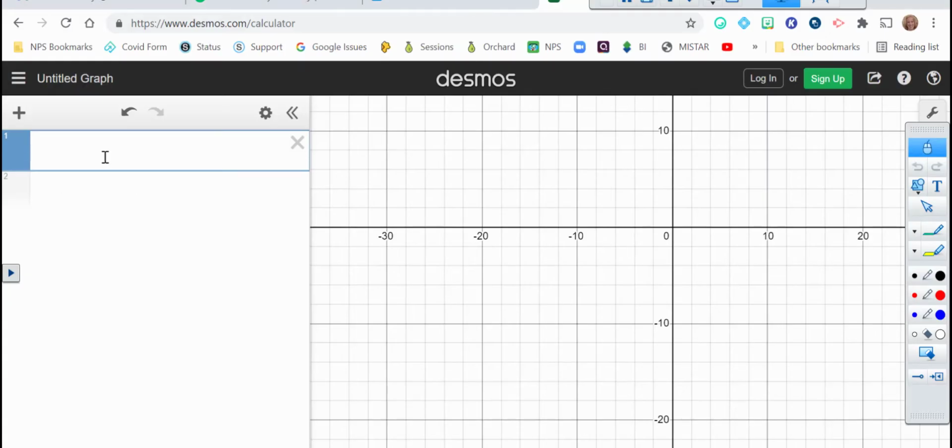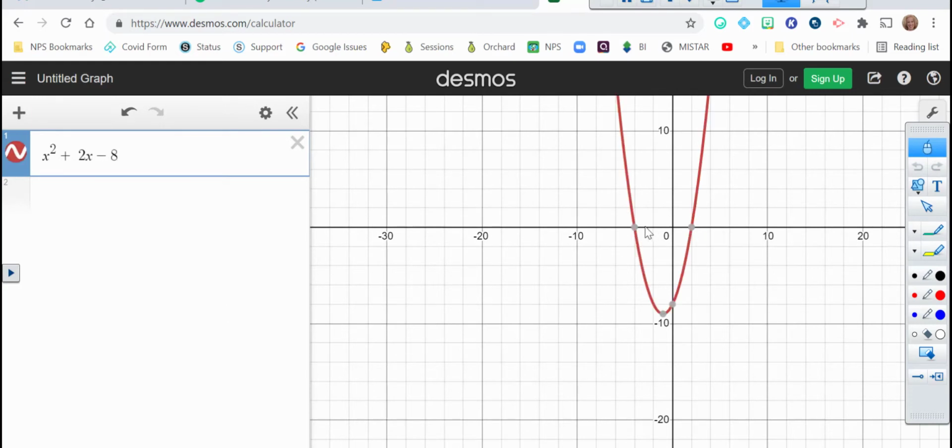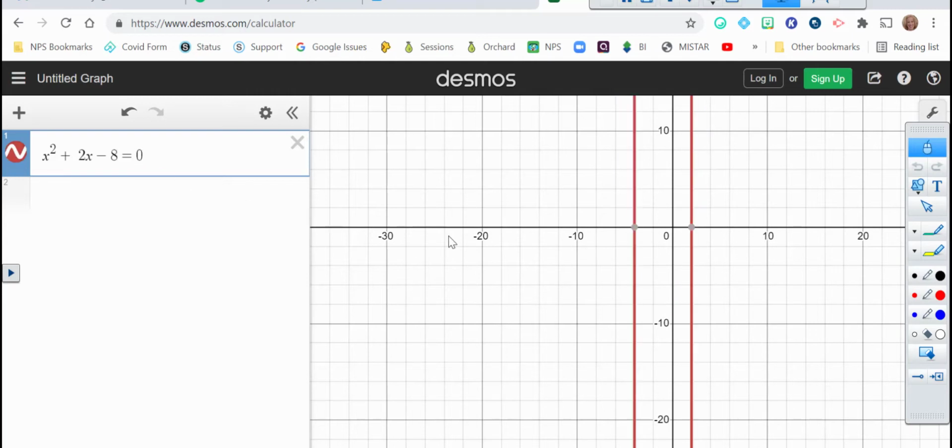All right, so now that we're in Desmos, I'm going to go ahead and graph x squared plus 2x minus 8. So that's our graph here. And we can tell that x equals -4 and x equals 2 are the solutions to this equation. Now, watch what happens when I add equals 0. Notice the graph changes, and the only thing it does is give me the x-intercepts here. So we've got x equals -4 and x equals 2.